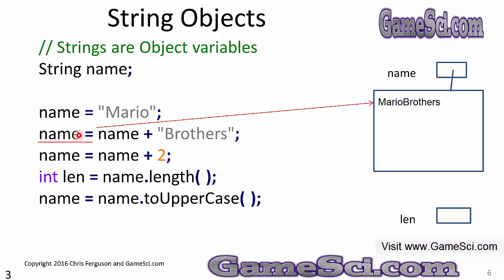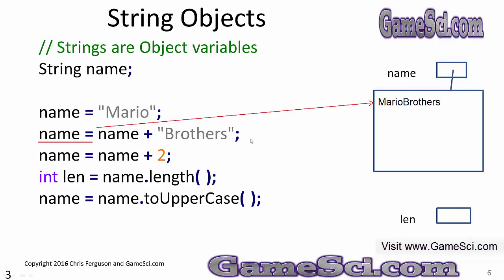Look at the direction of this arrow. I'm assigning Mario brothers to the name variable now. It's quite a different operation. This is called string concatenation. When I add two strings together, I get a bigger, larger string.